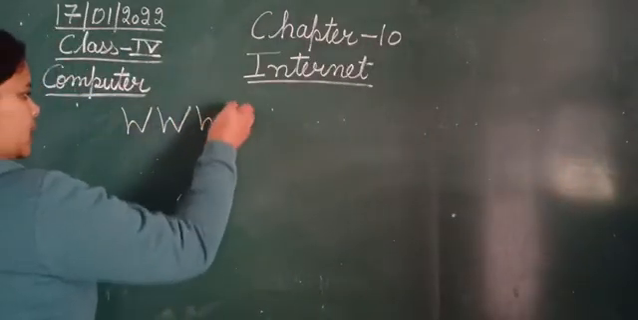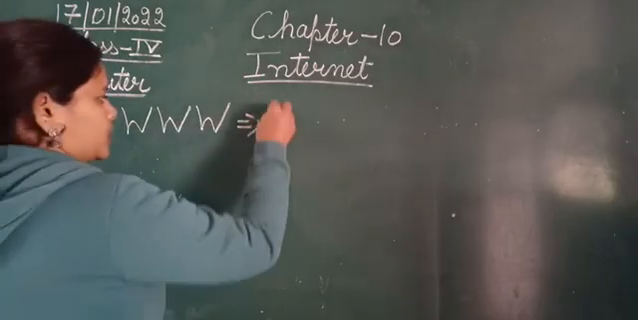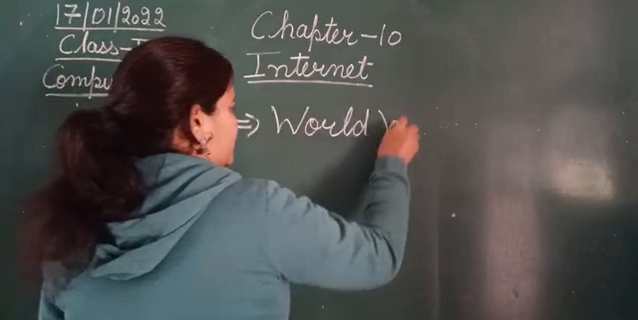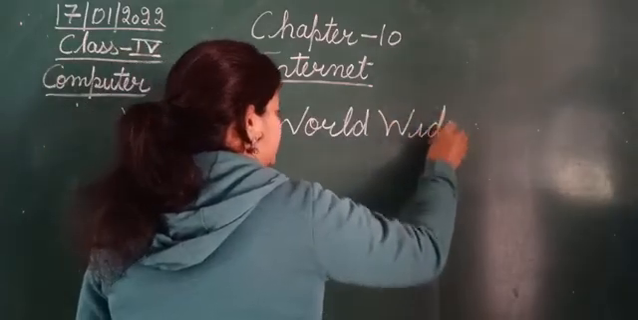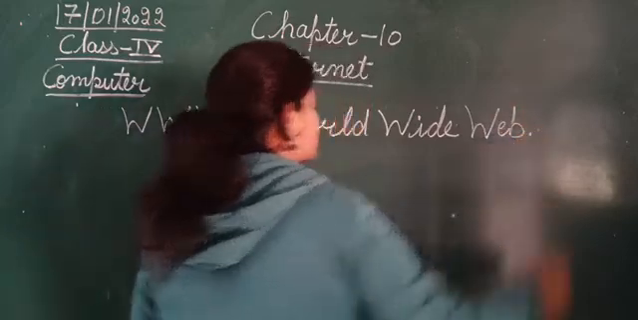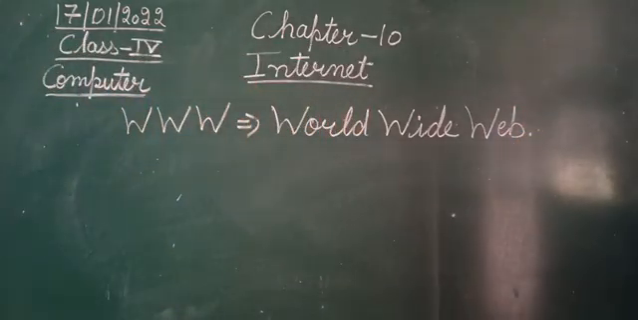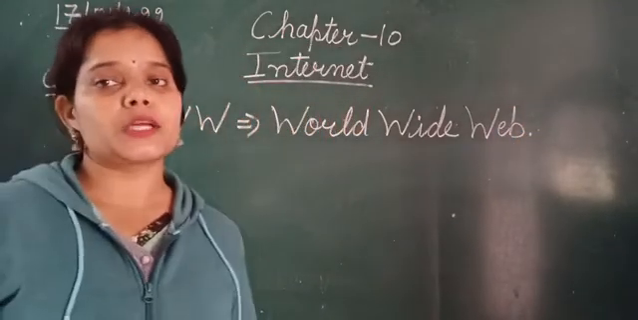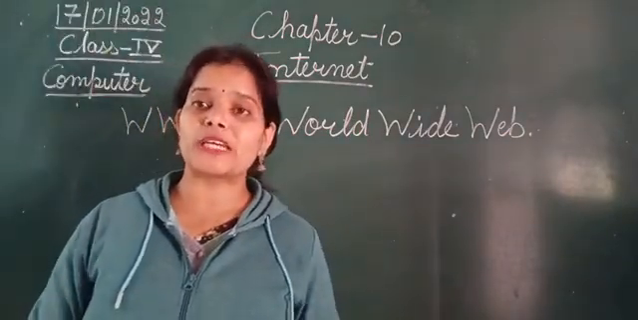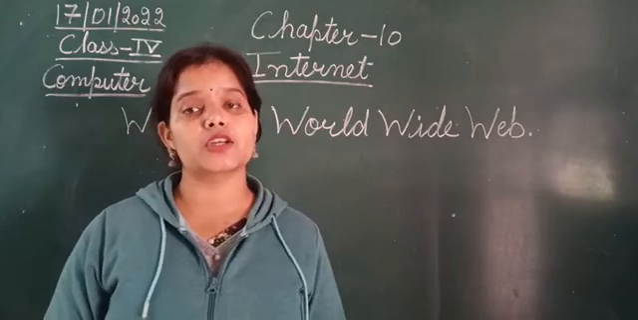So it is known as World Wide Web. Full form of www is World Wide Web. Okay, so www की full form क्या है? World Wide Web. Okay, so in which the internet is connected.